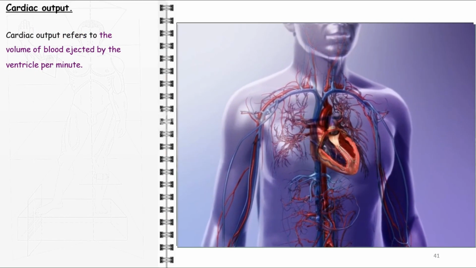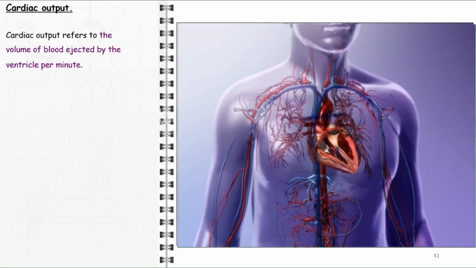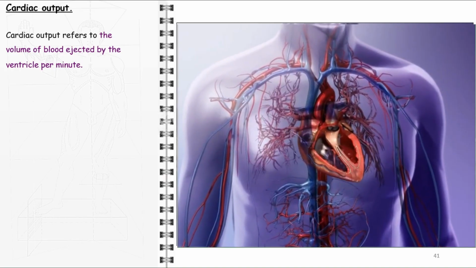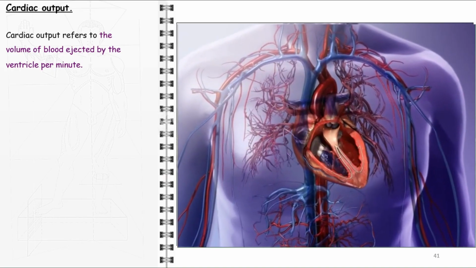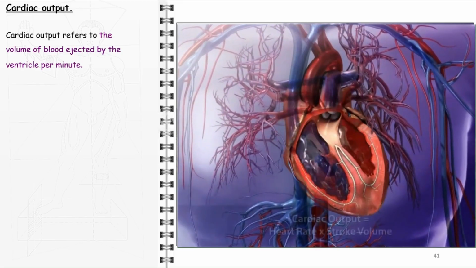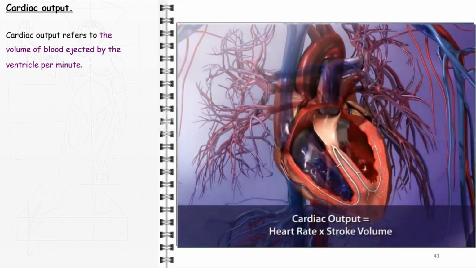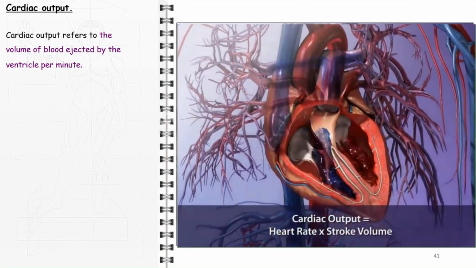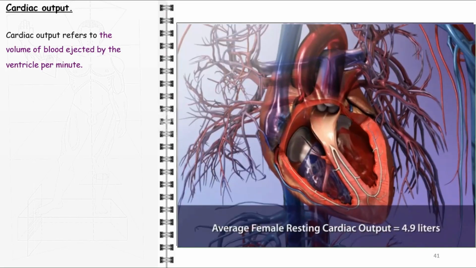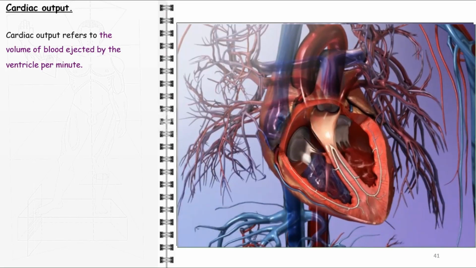Cardiac output refers to the volume of blood ejected by the ventricle per minute. It is a key indicator of heart function and is calculated by multiplying stroke volume, the amount of blood pumped with each beat, by the heart rate. This measurement reflects how efficiently the heart is supplying oxygenated blood to meet the body's needs. The average cardiac output at rest is about 5.6 liters per minute in males and around 4.9 liters per minute in females.